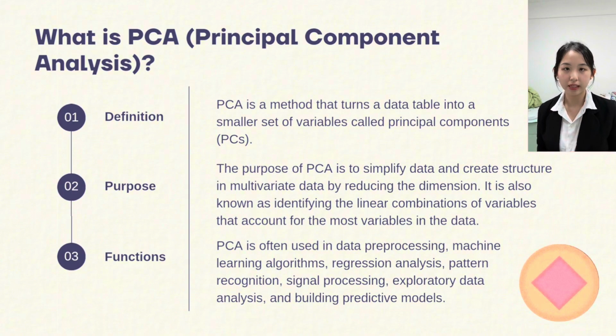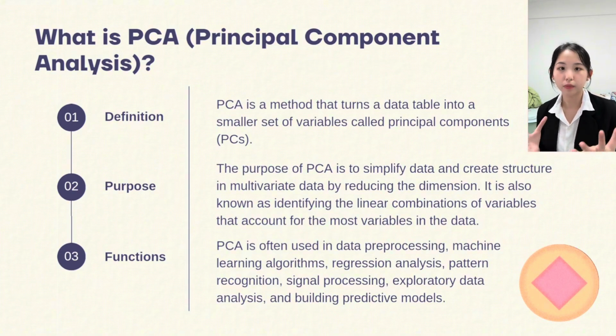The first one is Introduction to PCA, or Principal Component Analysis. The definition of PCA itself is a method that turns a data table into a smaller set of variables called Principal Components, or PCs. The purpose of PCA is to simplify data and create structure in multivariate data by reducing the dimension. It is also known as identifying the linear combinations of variables that account for the most variance in the data.